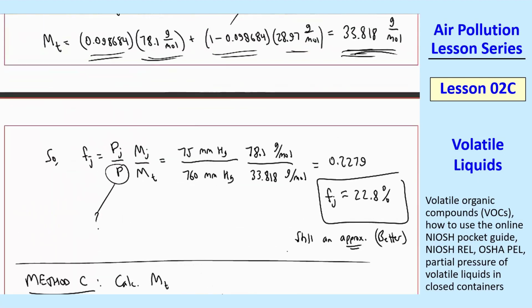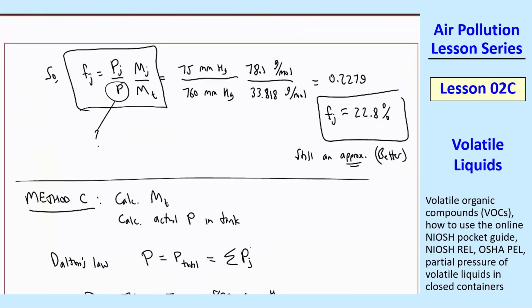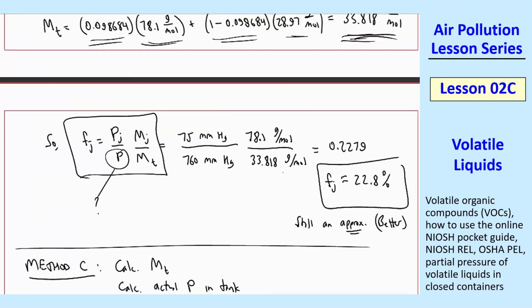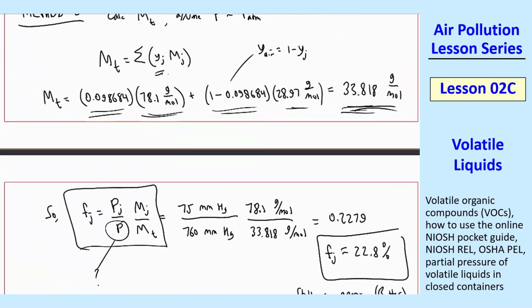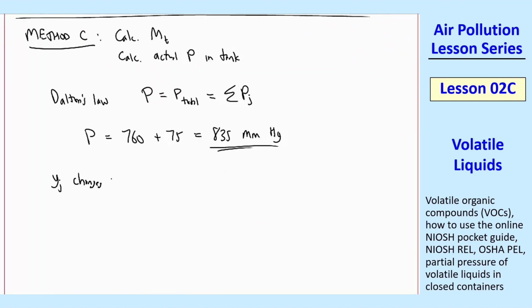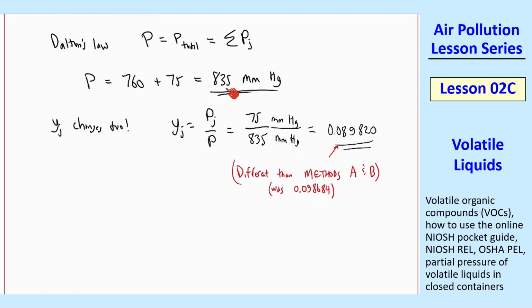So now we just plug into this equation again, but remember the yj has also changed because yj is equal to pj over P, and so that doesn't affect that equation. But when we calculate MT, we had a yj in there up here, so we have to recalculate that yj. What I'm saying is that yj changes too, so our new yj is pj over P. So when we plug in this new pressure here, we get our new yj, which is different than the one we had before. In fact, it's smaller because we put a bigger pressure on the bottom here.